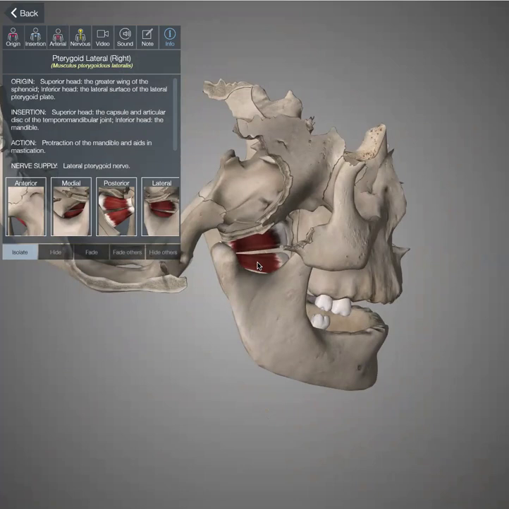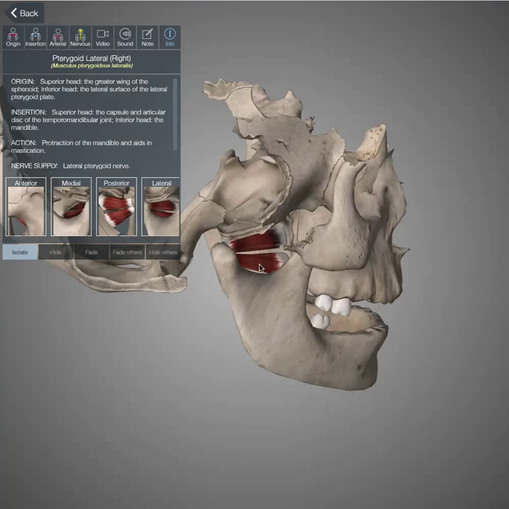The lateral head, sorry, the inferior head. The superior head is the greater wing. The inferior head, which is this one, originates from the lateral surface of the lateral pterygoid plate. Okay? Lateral surface of the lateral pterygoid plate.